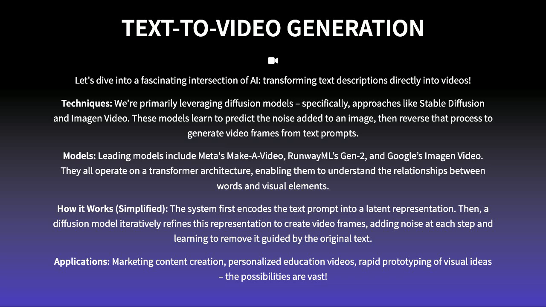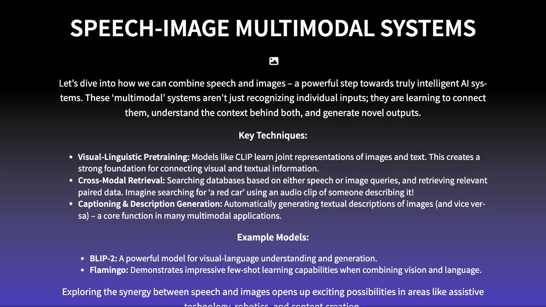Models like Make-A-Video and Imagen Video are leading the way, using transformer architectures to understand how words relate to visuals. Basically, they start with a noisy image and iteratively refine it based on the text prompt you give them. Really powerful stuff.